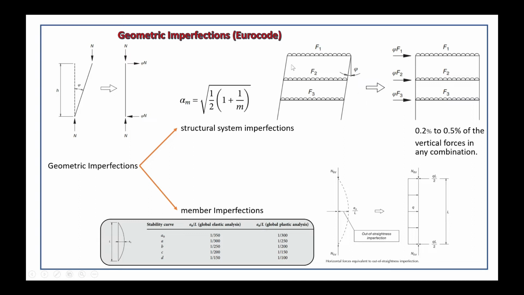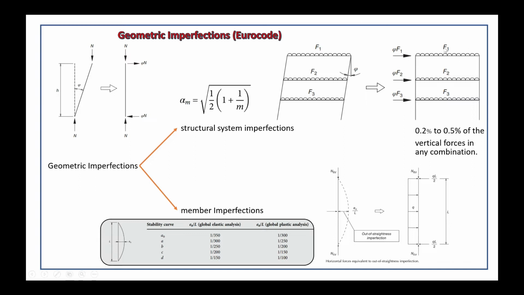So in the concept, we can apply the horizontal force, multiplied with the angle, or this force we can apply as notional load. Notional load, we can range it from 0.2 to 0.5 of the vertical force, and combine with any combination, including the gravity combination and lateral combination. Gravity combination with dead load and live load, and lateral combination includes wind load or earthquake load.